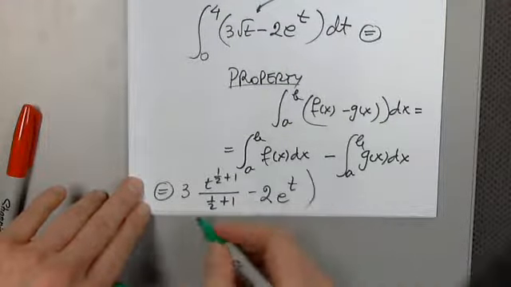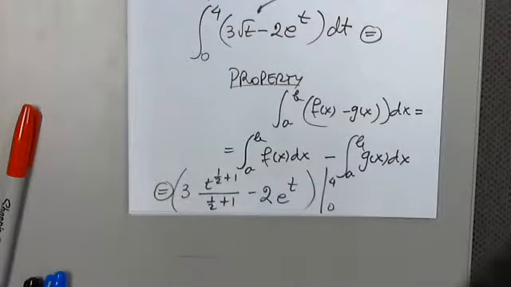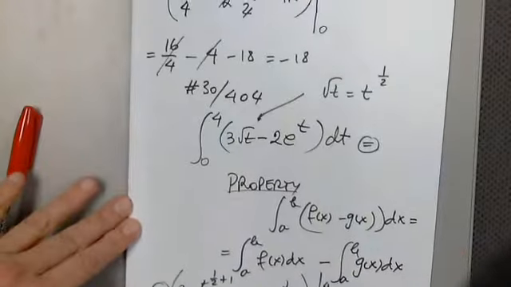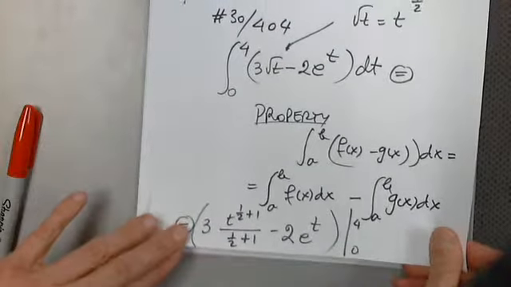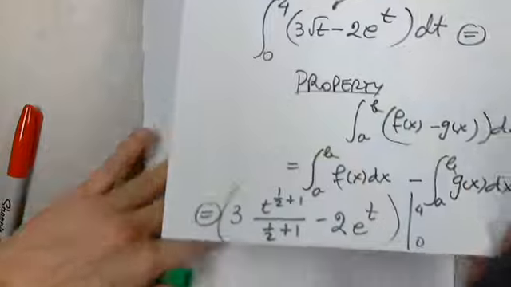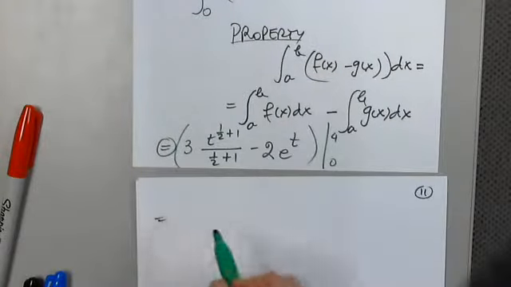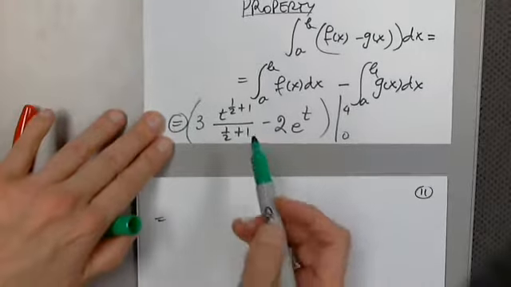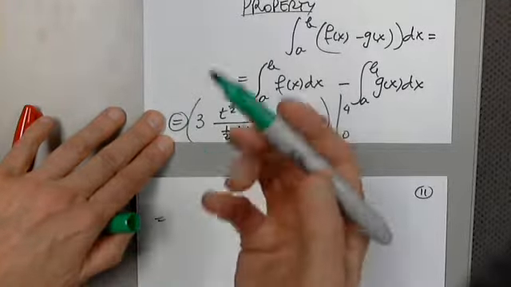Very good. Close the parentheses, and we have from 0 to 4. Is this okay so far? So now I have to plug in 4, and then I subtract when I plug in 0. So let's simplify this a little bit. I hope you agree that this is 3 over 2, but I have to flip it.